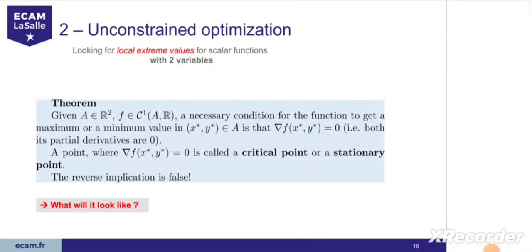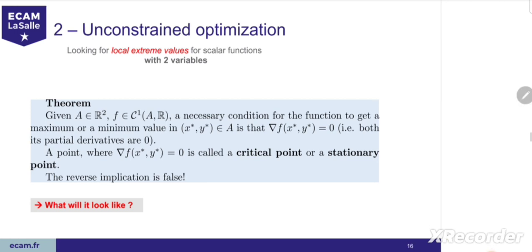So now let's look at what's happening with two variables. Well, you guessed it. If we want some extreme values, so if we've got two variables, you have a surface that looks locally like this if you're looking at a minimum, or a surface that looks locally like that if you're looking for a maximum. Okay, and we have the same idea.